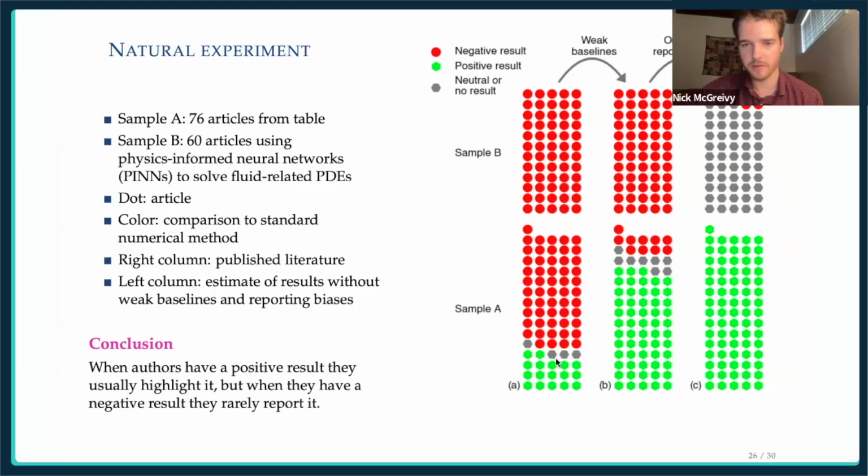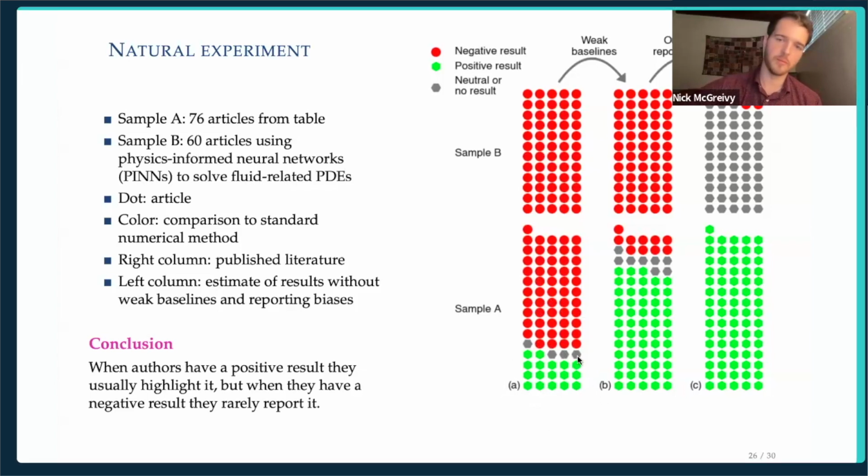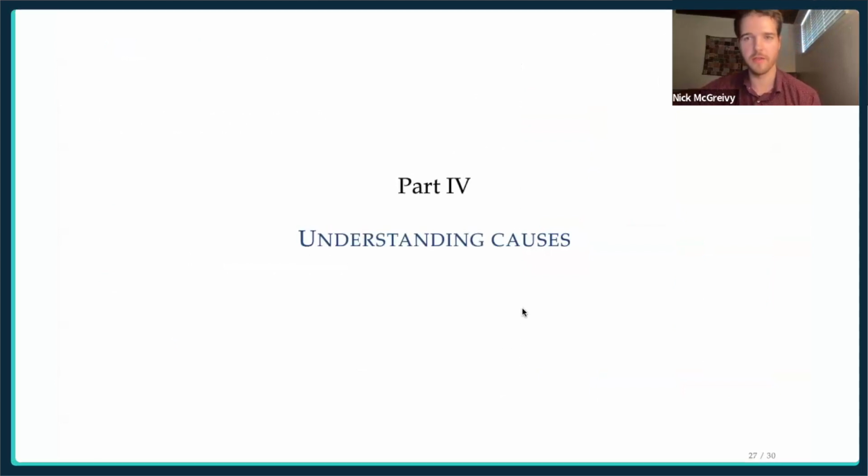Now, I should say that this left column here is an estimate. I don't know exactly what the results would be if they used strong baselines, because I didn't replicate every paper. So I had to estimate in this table. Okay, so last couple slides, and then I'll take a question.